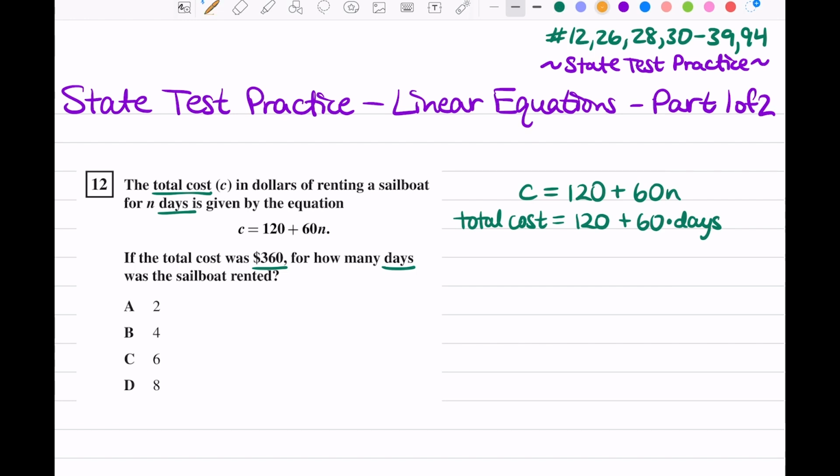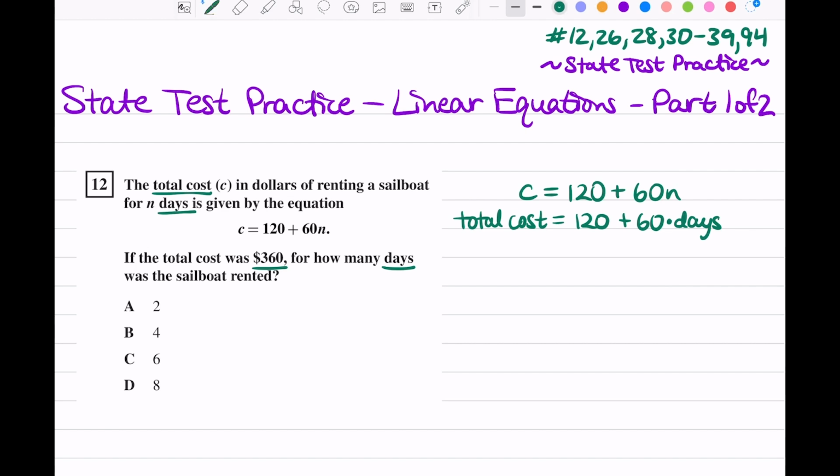So our equation has two variables, days and total cost. If we know how many days that the sailboat's rented, for example, if the number of days was 2, then we could solve for the total cost. Similarly, if we knew the total cost, say $150, we'd be able to solve for the days. So that's the idea this question's working with.